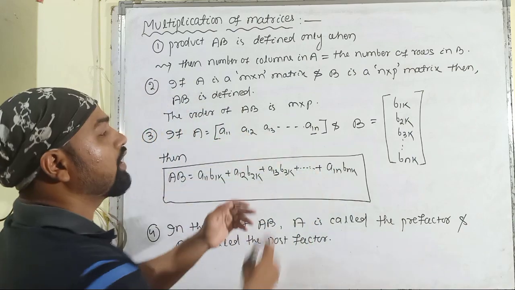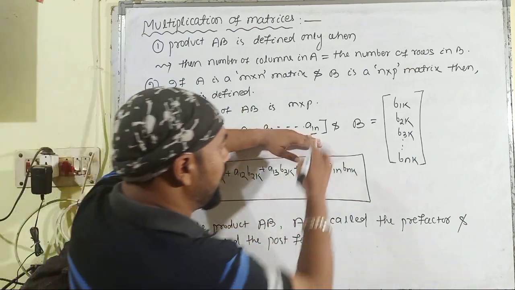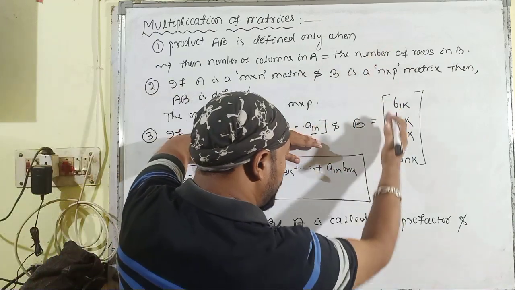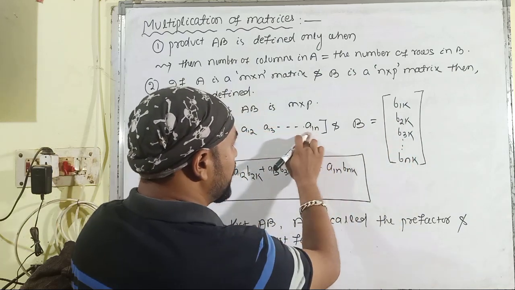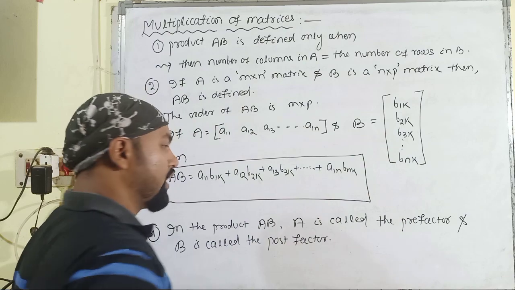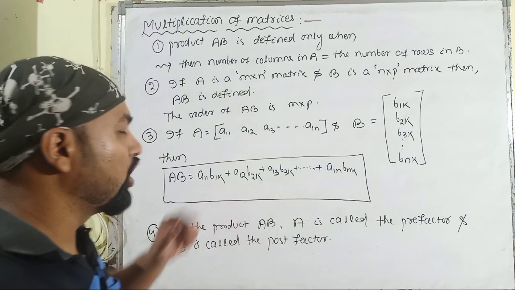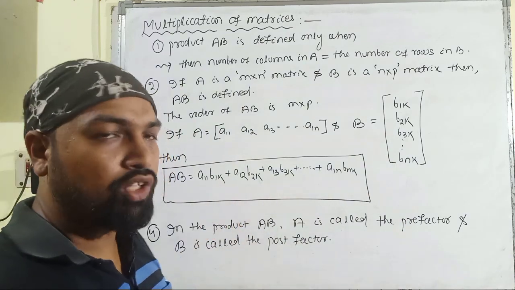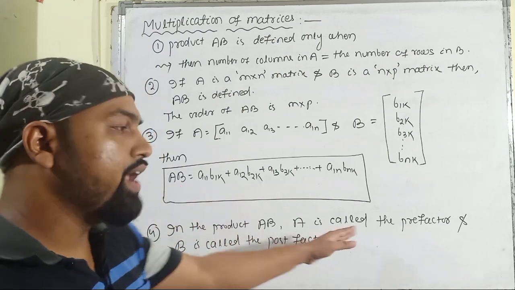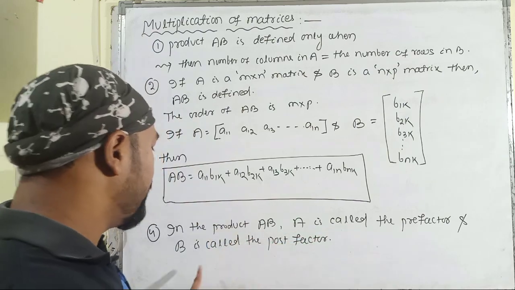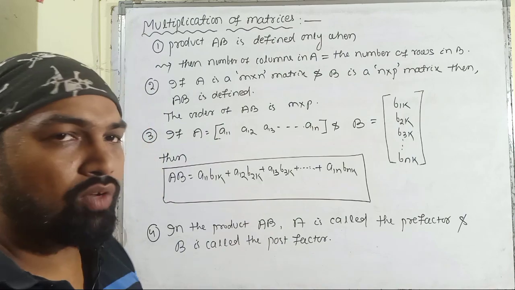So many elements are there. And the last element is A1N, and here along the column the last element is BNK. That means A1N is multiplied with BNK, and here it is the resultant. The multiplication of the two matrices AB is defined here. In the product AB, A is called the prefactor, and the second matrix B is called the postfactor.